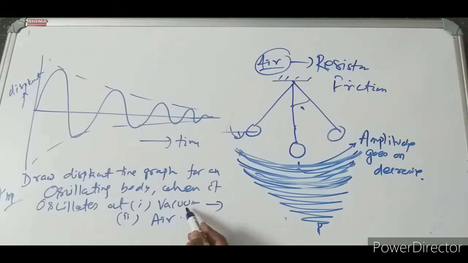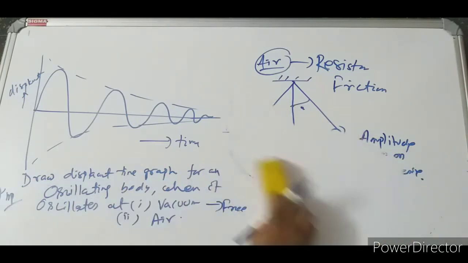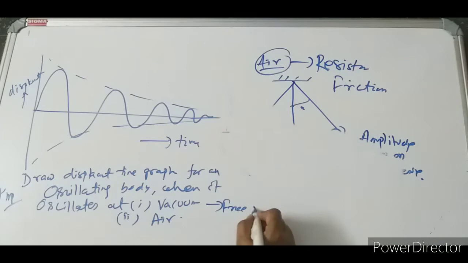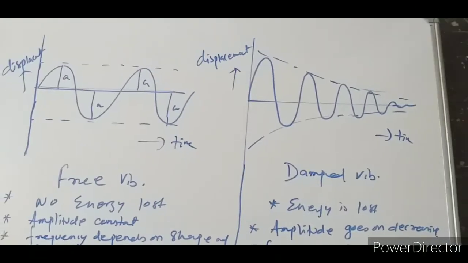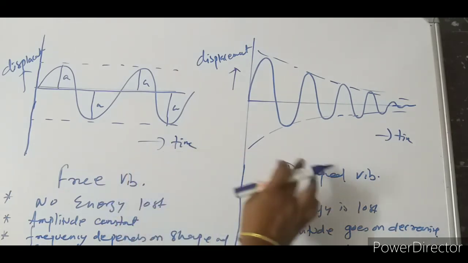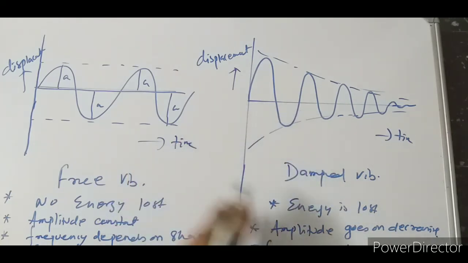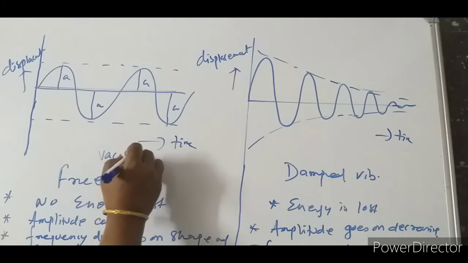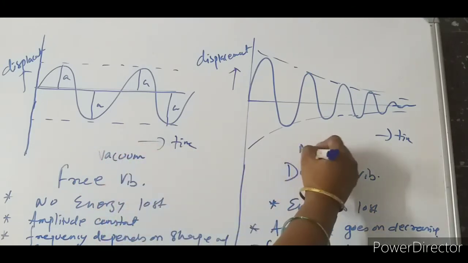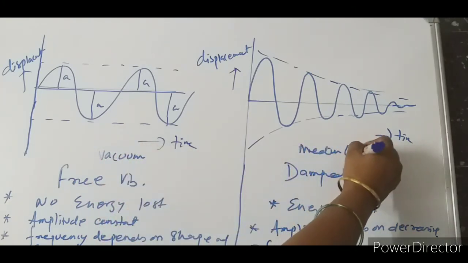So in case of vacuum, that will be free vibration, and in air, this will be damped vibration. Now let us see, here I have drawn two graphs. You can understand this one. This is the graph for the damped vibration, this is for vacuum, and this is in any medium it can be said.